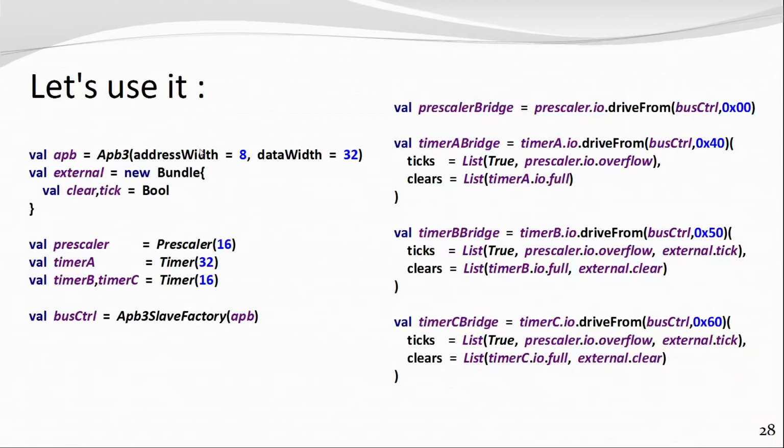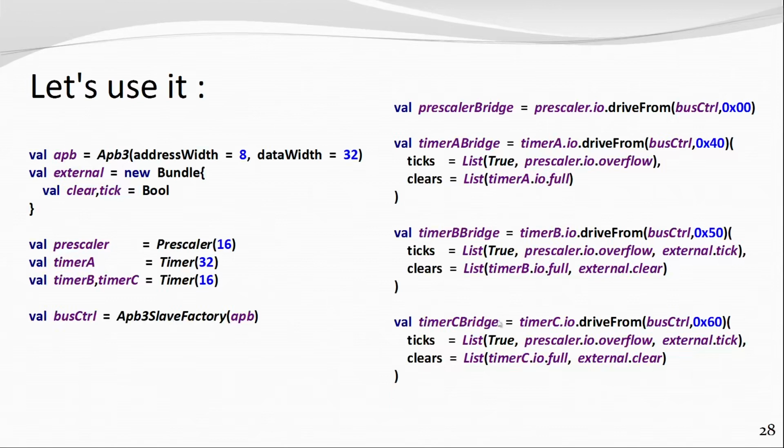And there you go, there is an example of how you can use all that stuff. Imagine you want to create a big timer component with a prescaler, with 32-bit timers, and this kind of thing. So you can define, for example, an APB3 bus with this parameterization. Then you can define some signals. Then you can say, I want a prescaler of 16 bits, I want a timer A of 32 bits, I want timers B and C of 16 bits. Then you say you want to create an APB3 bus slave factory, which will be able to map the APB3 bus defined there to some hardware.